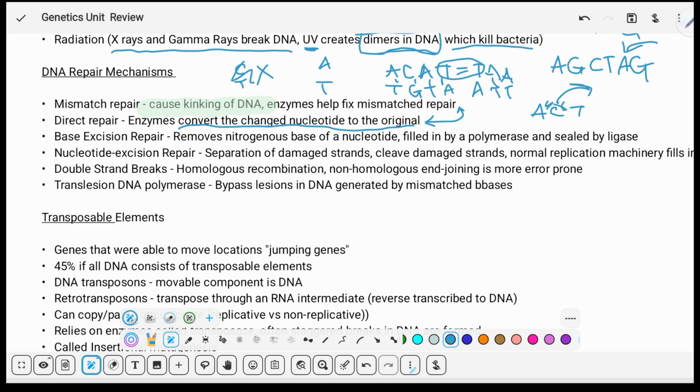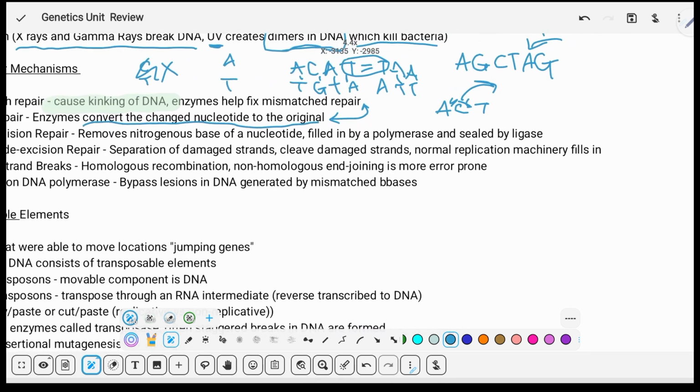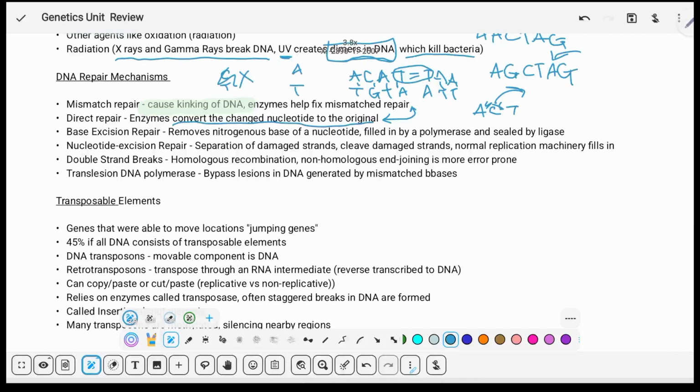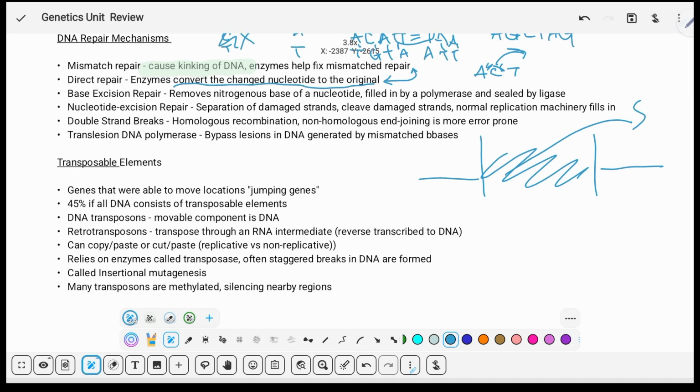There's also nucleotide excision. The damaged strands are separated. They basically take out a huge chunk, and then normal replication machinery fills in. So this is like for a huge mutation. Like if we have normal and then we have like a mess here and normal, they will just cut out this chunk, take it away, and let replication fill that back in. There's also double strand breaks, which leads to homologous recombination, and it's kind of error prone. It's not great, but we already talked about that in the last unit.